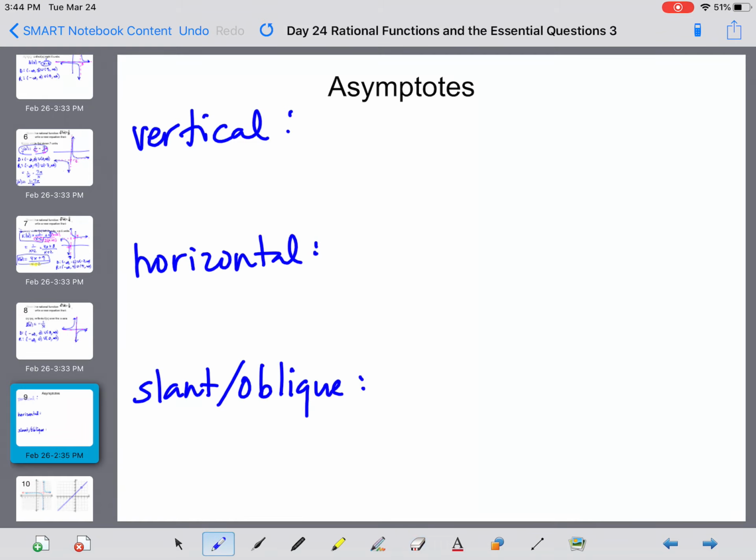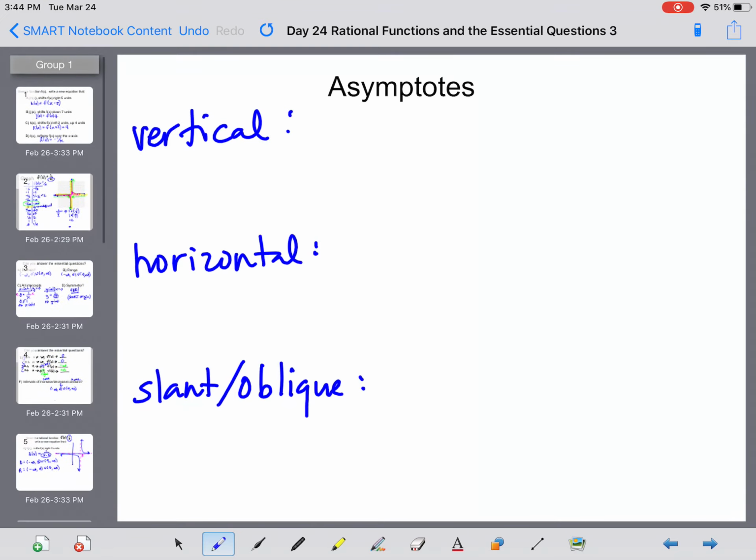For our purposes, we're going to be spending most of our time with vertical and horizontal, but I'll talk a little bit with my other examples here about the slant or the oblique asymptote. So I want to go back and look at our parent function.